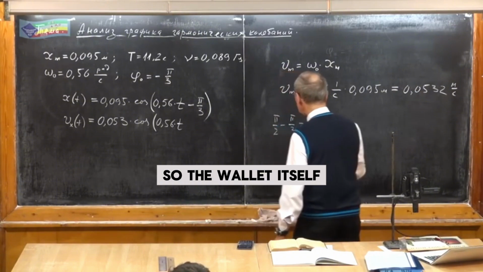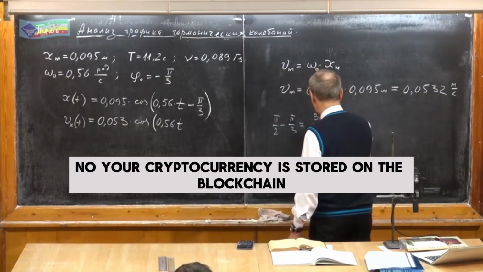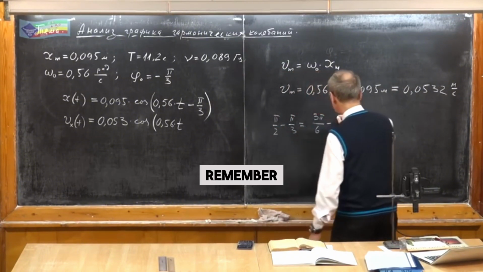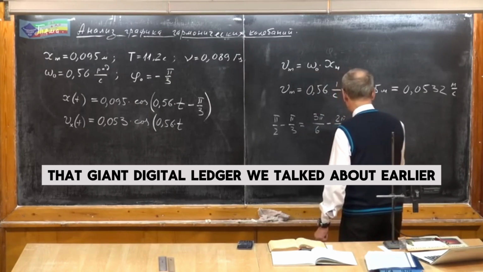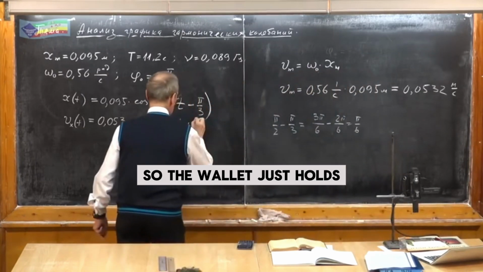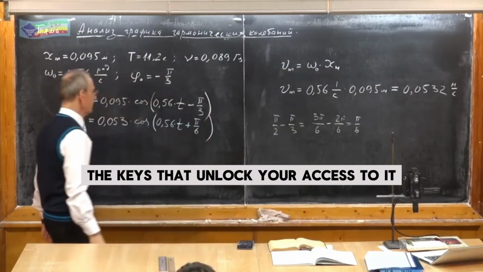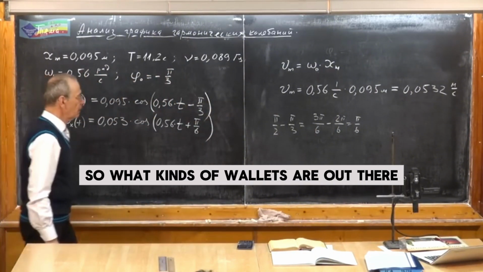So the wallet itself doesn't actually hold the cryptocurrency? Nope. Your cryptocurrency is stored on the blockchain. Remember that giant digital ledger we talked about earlier? Right, right. So the wallet just holds the keys that unlock your access to it. Okay, that makes sense. So what kinds of wallets are out there?